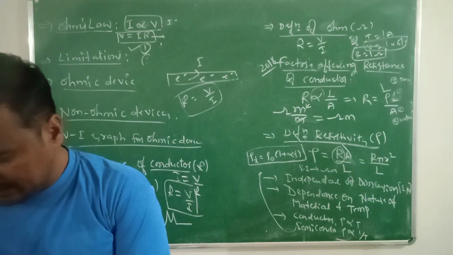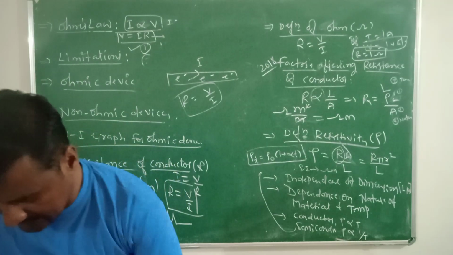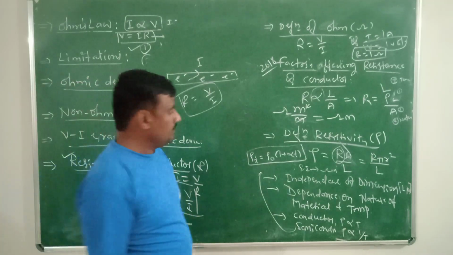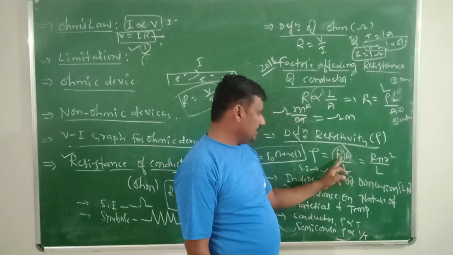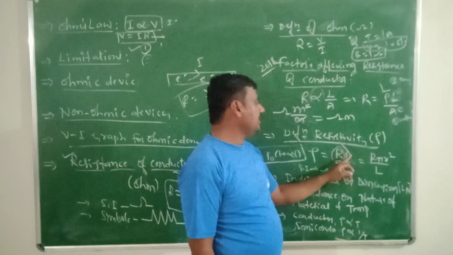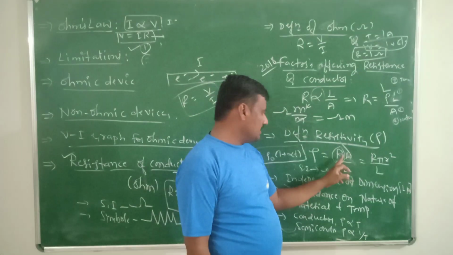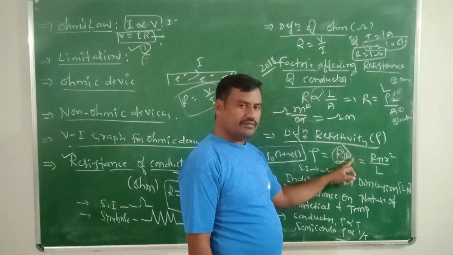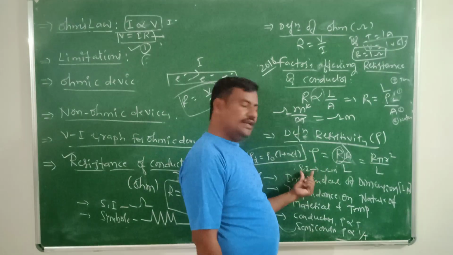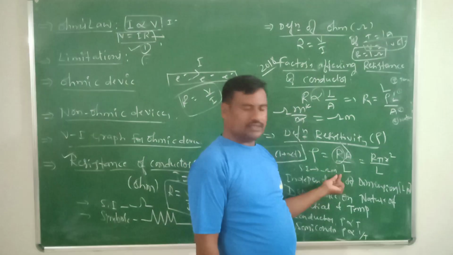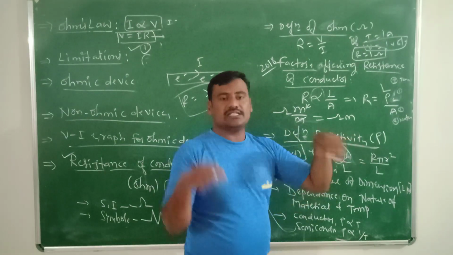Now once again I am discussing what resistivity means. Resistance offered by a conductor of area of cross section per unit length of the conductor, and SI unit of resistivity is ohm meter. And resistivity is independent of its dimension.